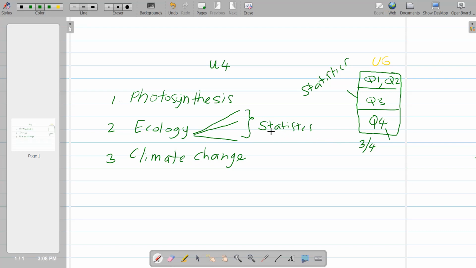So under that there are 3 statistical tests. Test number 1 is the student t-test. Test number 2 is the chi-square test, and test number 3 is the Spearman rank correlation test. So we are also going to learn statistics under the ecology section. This is the overview of the Unit 4 section, right?